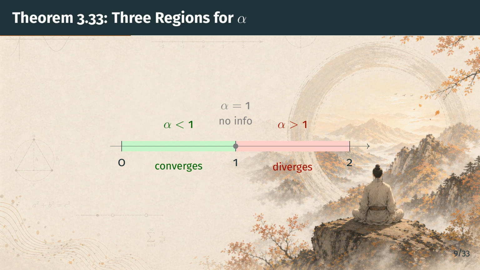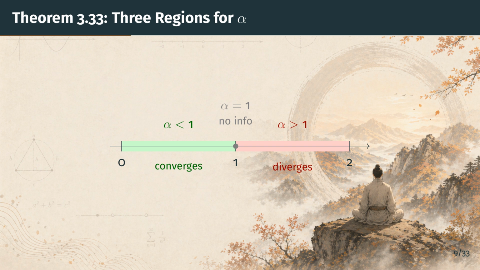This number line summarizes the root test. The value of alpha sits somewhere on this axis, in the green region to the left of 1, where alpha is less than 1. The series converges. In the red region to the right of 1, where alpha is greater than 1, the series diverges. Exactly at the point 1, shown in gray, the test is silent.